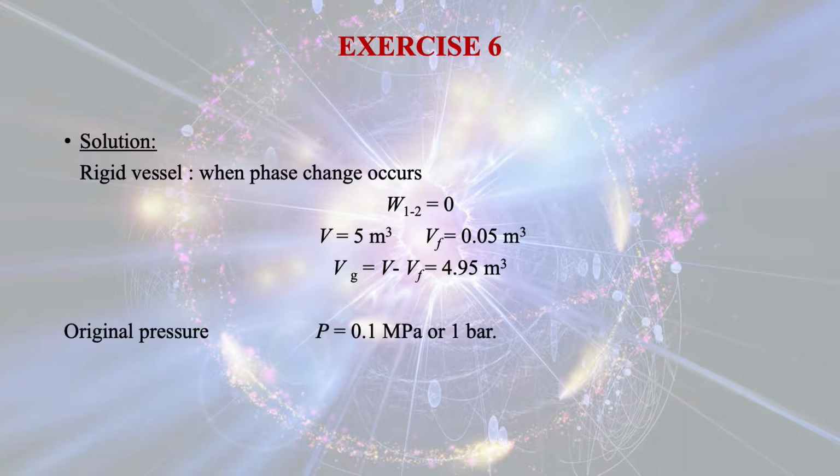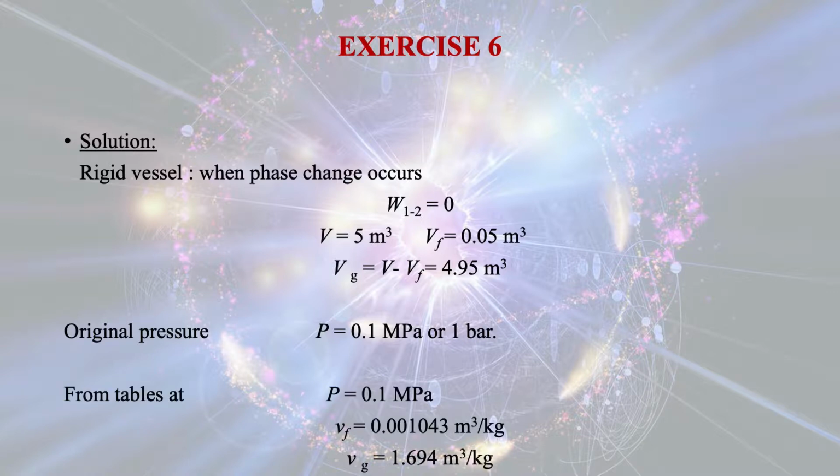Original pressure was 0.1 megapascal, that is 10 to the power 5 pascal, that is equivalent to 1 bar. So from the steam table, at pressure P equal to 0.1 megapascal or 1 bar, the specific volume for the fluid is 0.001043 meter cube per kg and the specific volume for the gas is 1.694 meter cube per kg.